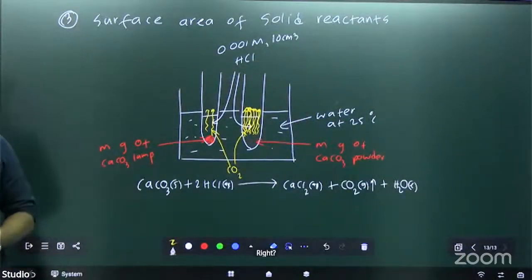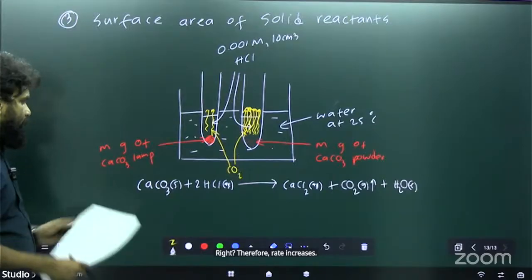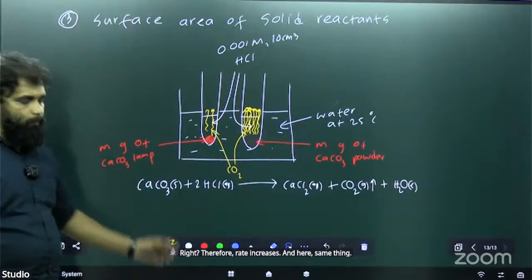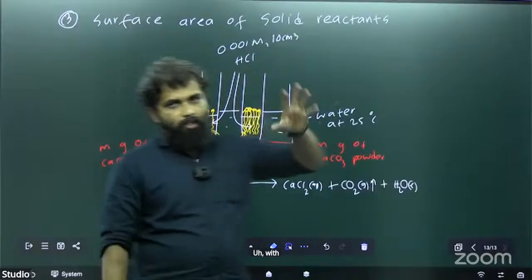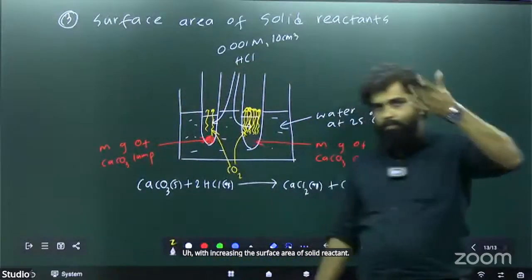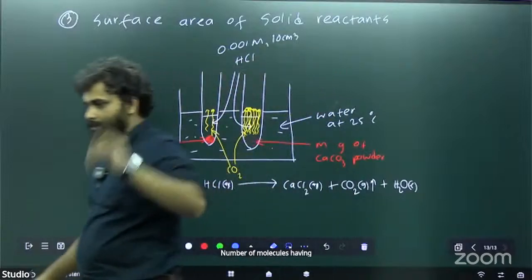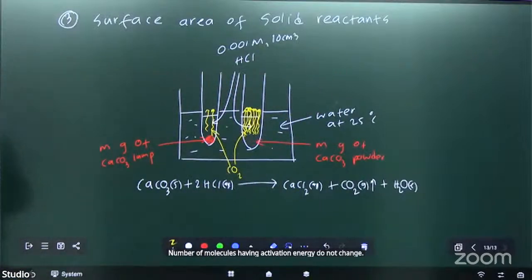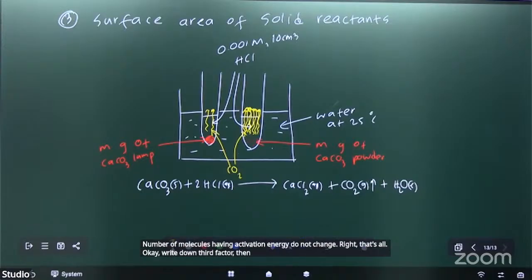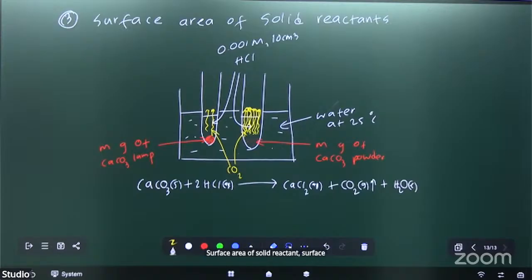Therefore the rate increases. And here same thing, with increasing the surface area of solid reactant, activation energy or number of molecules having activation energy do not change, right? That's all. Okay, write down third factor, surface area of solid reactant.